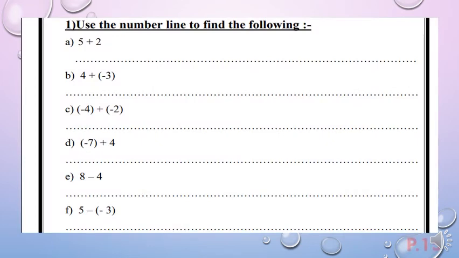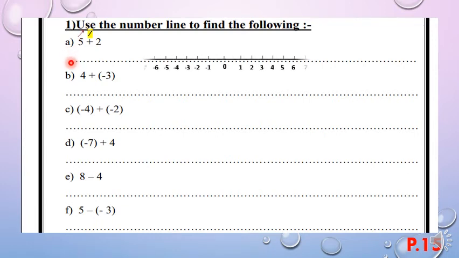Page 15. Number 1. Use the number line to find the following. Letter A, 5 plus 2. As we said before, we need to find the result first. 5 plus 2 equals 7. So we are going to move on the number line from 5 till we reach 7.